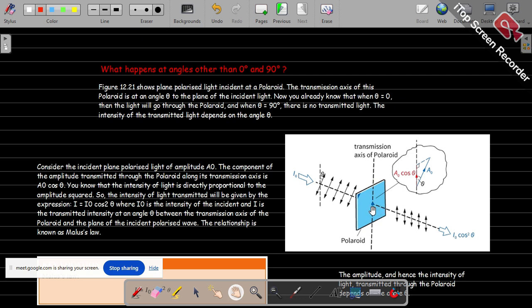It incidents on the polaroid. It has a certain axis of transmission which is perpendicular. So the axis of transmission is perpendicular, and जो wave incident हो रही है, it has this direction of oscillation. So there is now a certain angle theta which is not 0, which is not 90 degree. Clear? So now you already know that when theta is 0, light will go through polaroid. When it was 90 degree, कोई transmission नहीं होती, लेकिन अब transmission होगी, and कितनी intensity की transmission होगी, it depends on this angle right here.